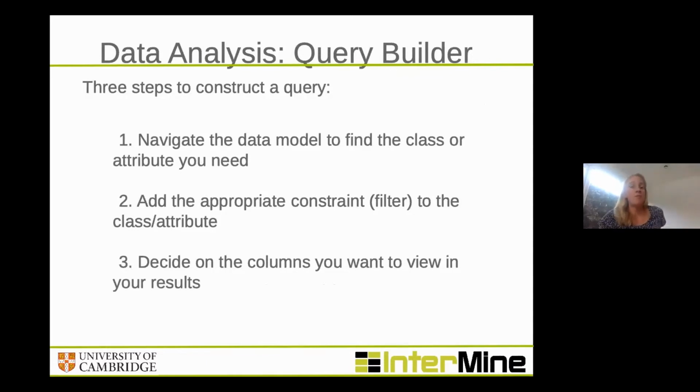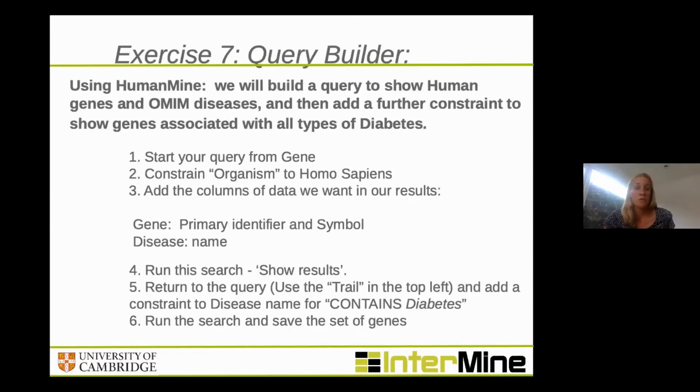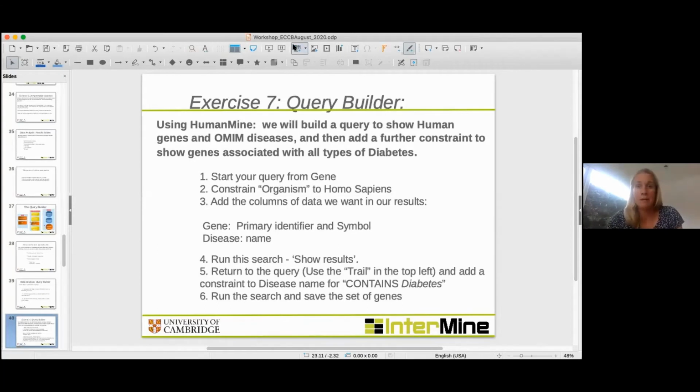So it takes a little bit more learning than just coming in and running a template search, but it's easy if you remember there's 3 steps to construct a query. First of all, you navigate the data model to find the class or attribute that you need, and then you apply the appropriate constraints to those classes or attributes, and then you just decide what columns that you want to view in your results. So we're going to go to HumanMine again.